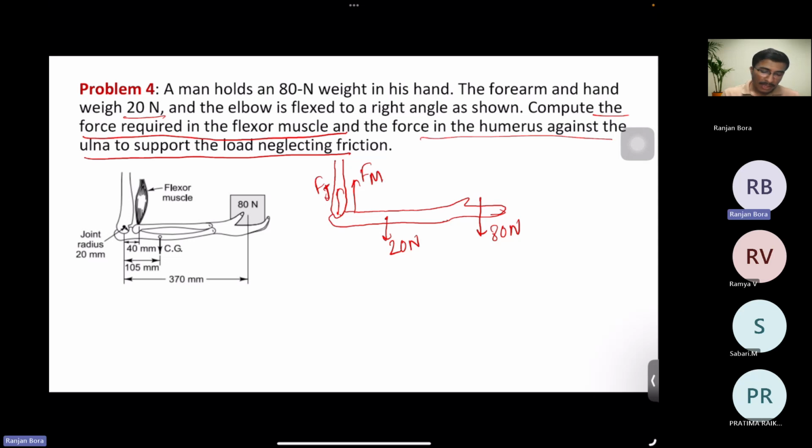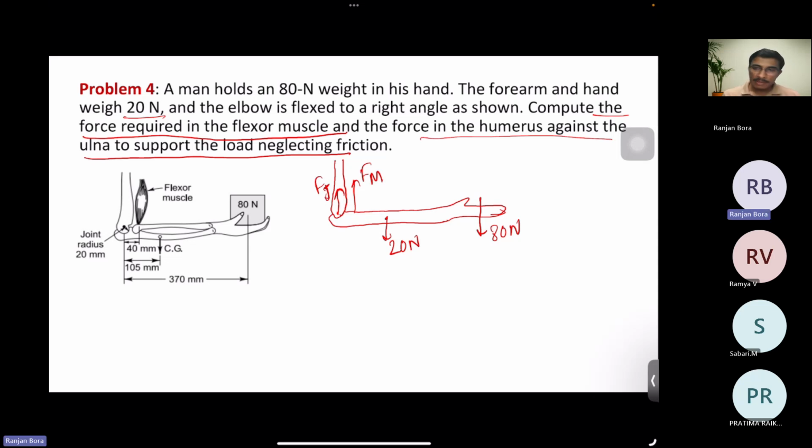Now we don't know the directions. We are assuming that Fj will act in the vertically upward direction. After doing the calculation, if it comes out positive, then our assumption is correct. But if it comes out negative, then our assumption is wrong, and Fj will actually be acting in the downward direction. So only after calculation will we know the actual direction of Fj. Initially, we need to assume one direction for Fj.